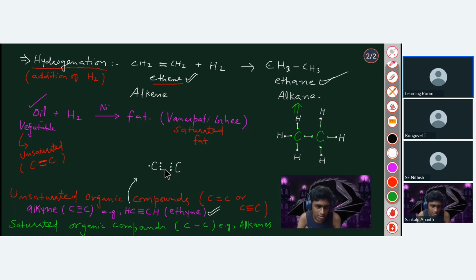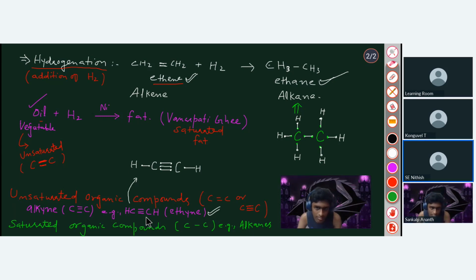Among these 4, it shares 3 electrons in order to form a triple bond between the carbon atoms. Then it forms one bond with the hydrogen atom. Exactly. This is the structure of ethine. Is it now clear? Shall I move to the next page?